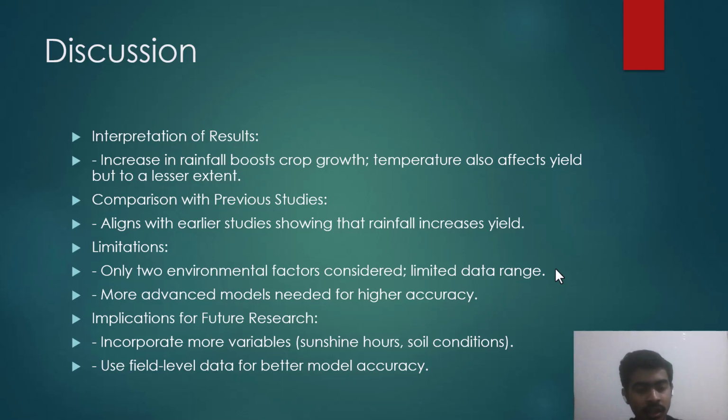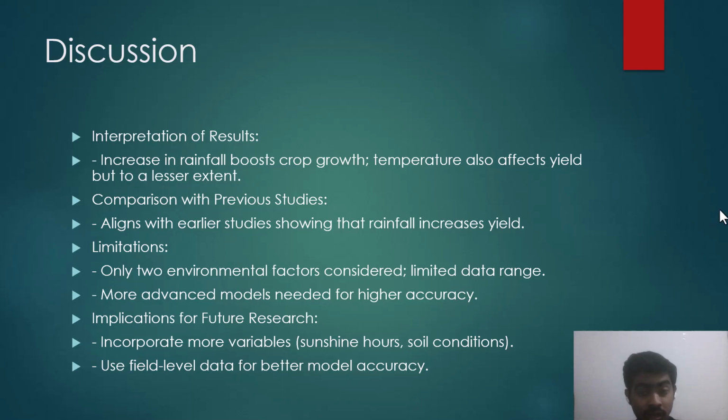So we have scope for implications for future research: if there are any future studies about it, they can include sunshine hours and soil conditions, so they can get more accurate data. In our case, we used data from a third-party organization like FAO, so we don't know how accurate or effective these data are. If there is any chance to use field level data directly from the field or direct surveys, those would be more reliable and more accurate compared to our current study.